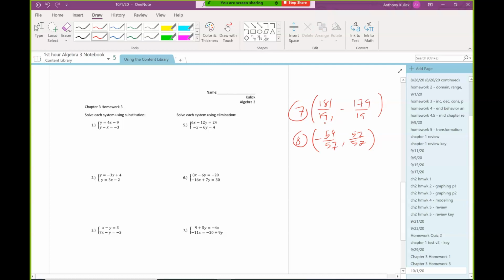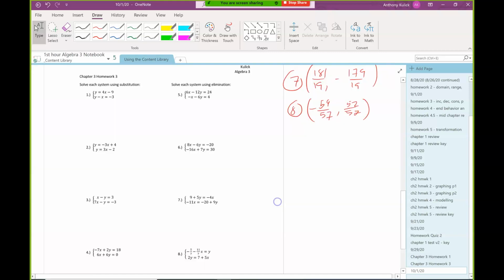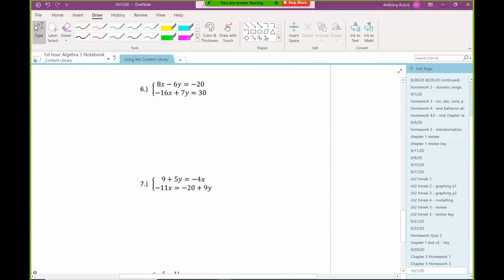I'm happy still to do 7, but I thought I'd lead off with the fact that the actual answer to 7 is a pretty terrible looking fraction. So if that's where you were heading, Megan, you probably weren't doing anything wrong. But let's do 7 anyways, right? Okay. On 7, we're asked to do this using elimination.